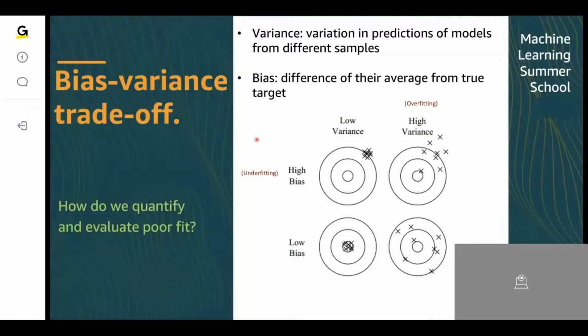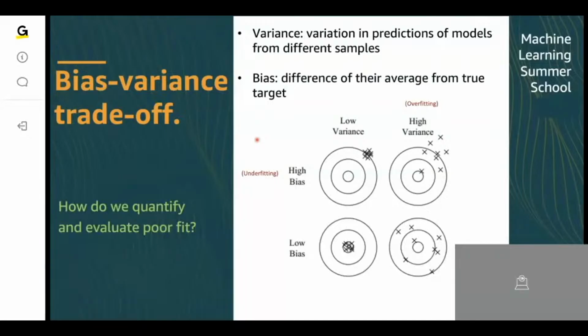Now repeat this process. Draw another sample of 200,000 from this 1 million and fit another model F2. Repeat this 10 times and you get 10 different models. Now, let's say you receive an unseen test input. It's a new input that you get. And you have to make a prediction on this input.